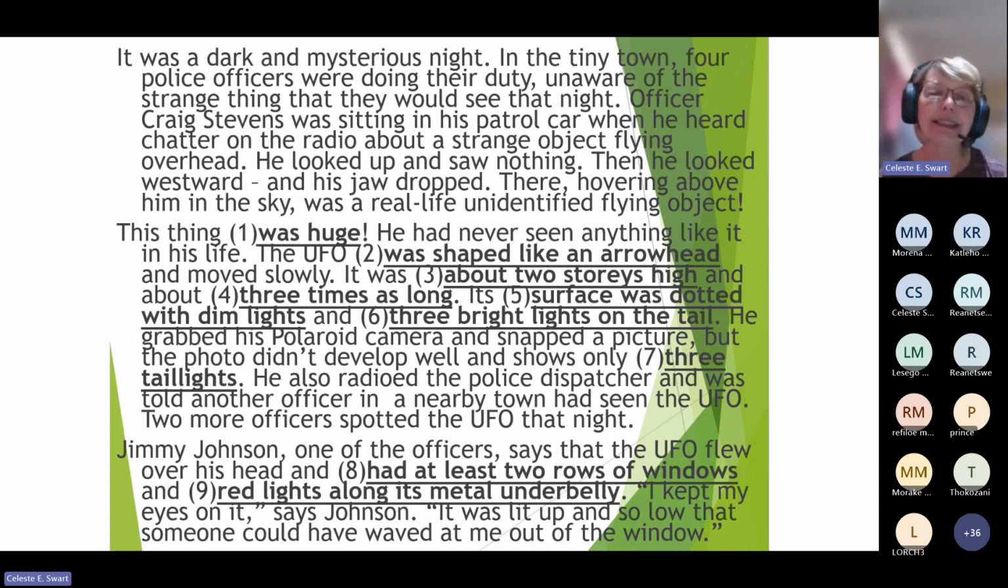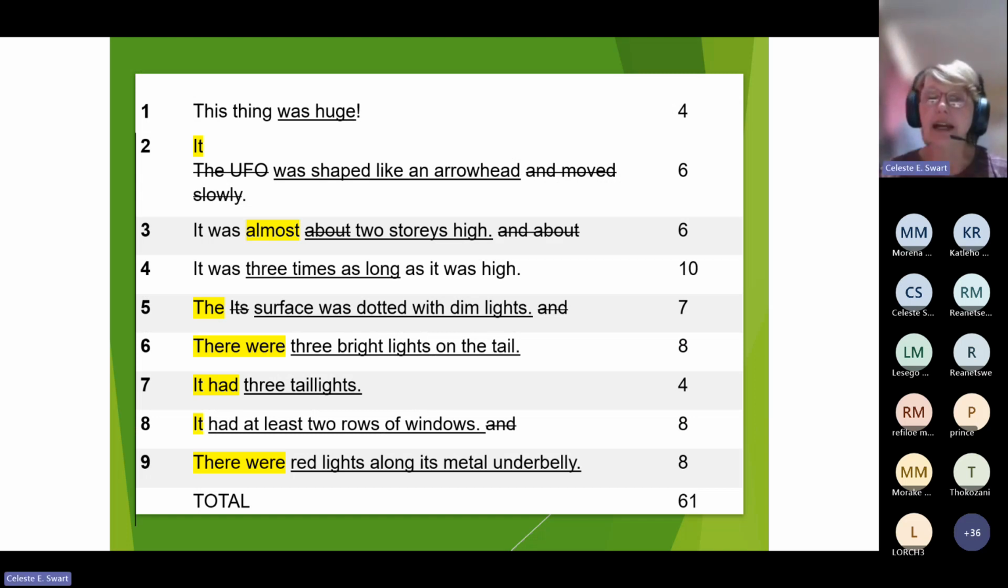And fact number 9, it had red lights along its metal underbelly. Now, to make this a little easier for you, I've taken everything that was underlined and written it in complete sentences. It has to be complete sentences. You can't just give me keywords and think, oh well, that's good enough. It's not for the marker to try and figure out what you mean. The marker has to allocate marks on what makes sense. So if you haven't written full sentences, then it's your own fault if you don't get the marks.